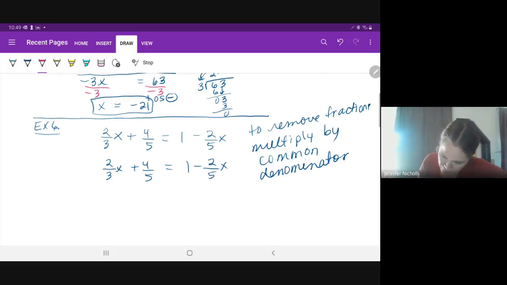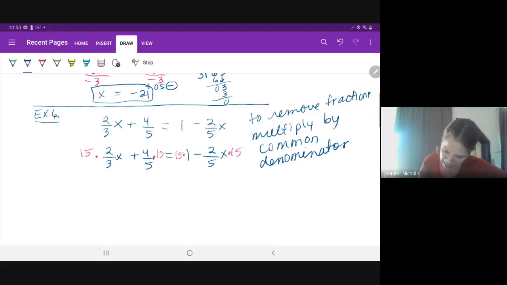Okay, 15. So you're going to multiply by 15, 15, 15, 15. Then this cancels, right? 3 into 15 is 5. And then you multiply. So it's 5 times 2x, which is 10x. And then 5 into 15 is 3. And then that's plus 12. And that's 3 minus 6x.